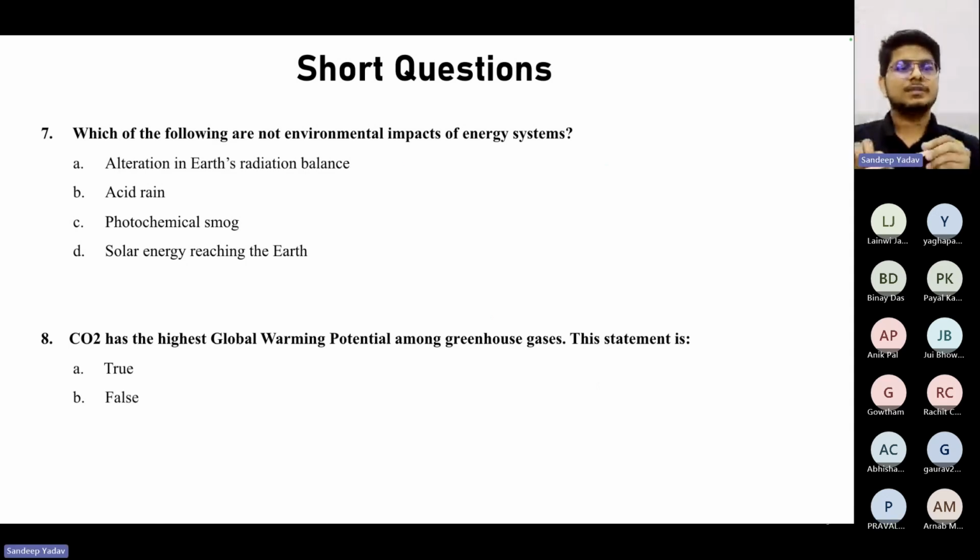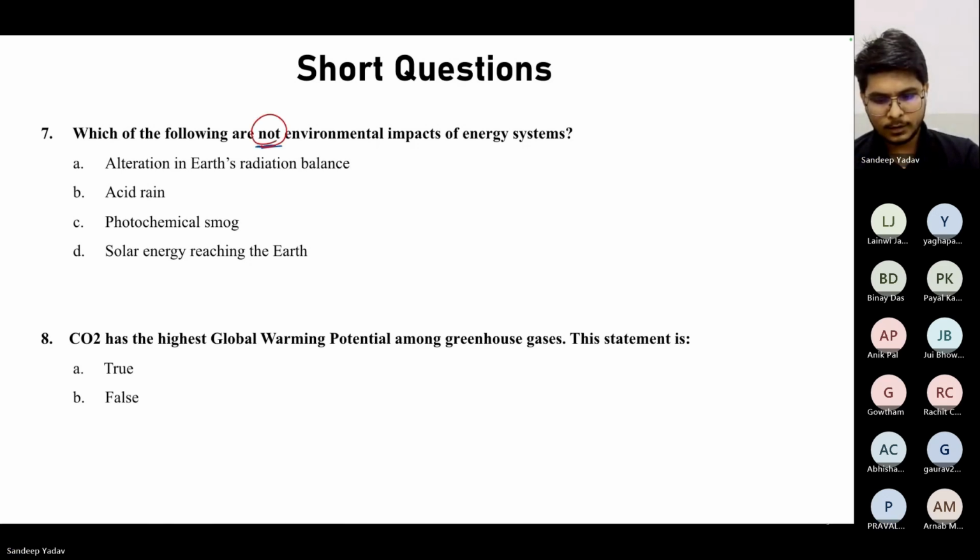Okay. Question number 7, and that's which of the following are not environmental impacts to the energy systems? First is alteration of Earth radiation balance. So here also you have to be careful what is being asked. Which of the following are not environmental impacts? Alteration in the Earth's radiation balance. Does it affect the environment? Yes, it will affect.